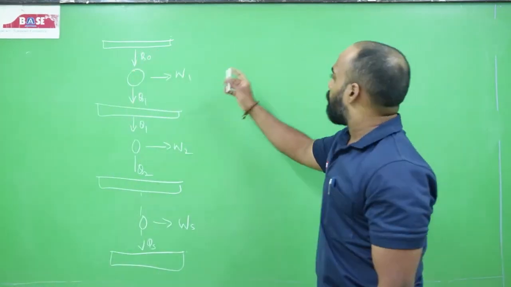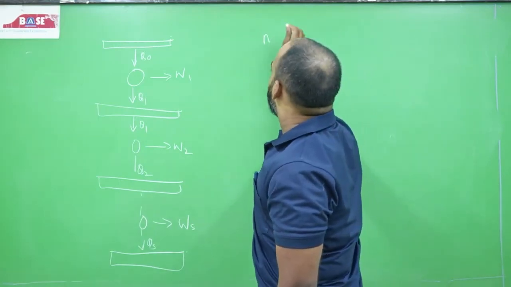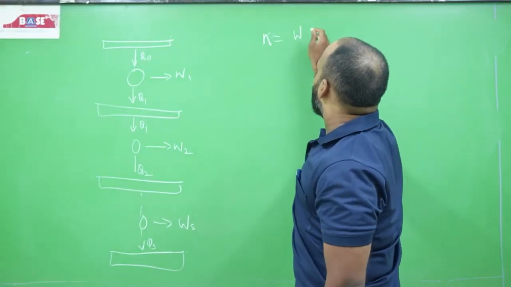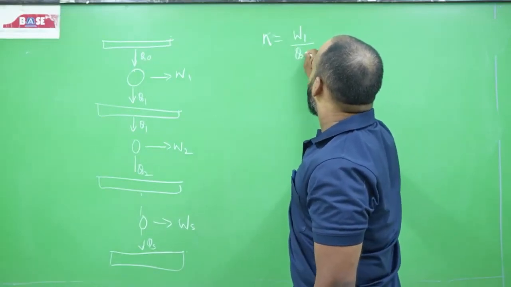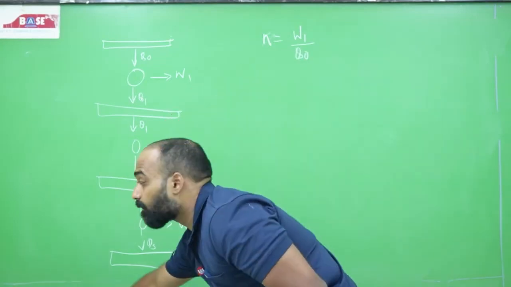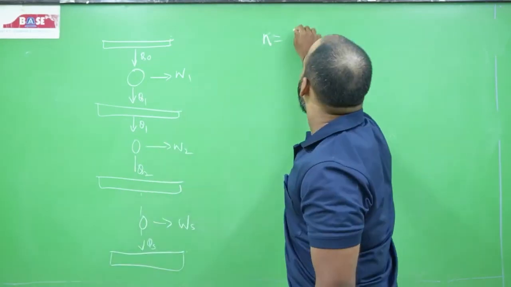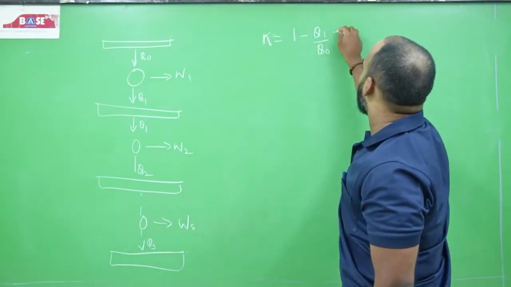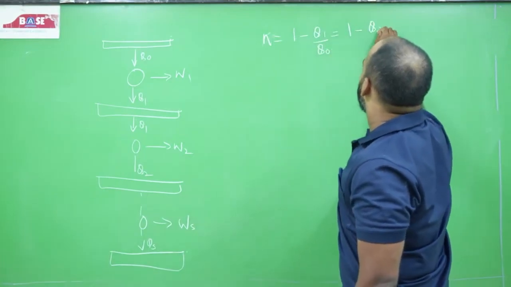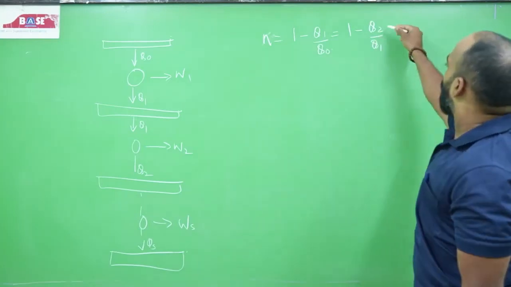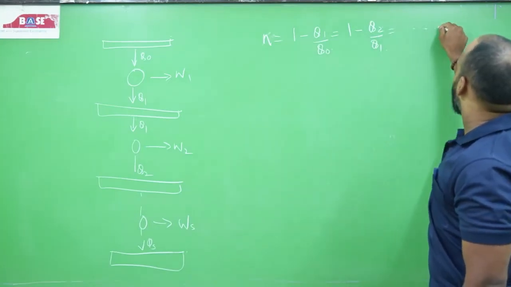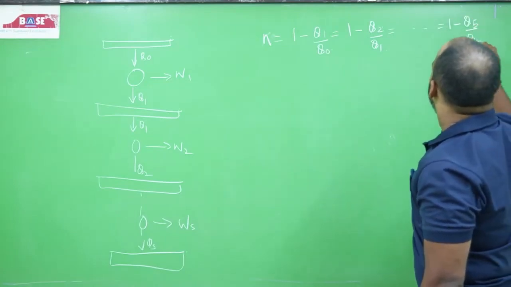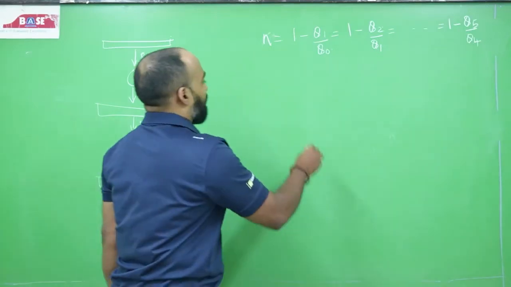So let's just write down whatever is given. It says for each engine the efficiency is the same, eta. So that is W1 by Q0, which is 1 minus Q1 by Q0, which is also the same as 1 minus Q2 by Q1, which is the output and input for the second one, so on, all the way up to the last one, 1 minus Q5 by Q4.